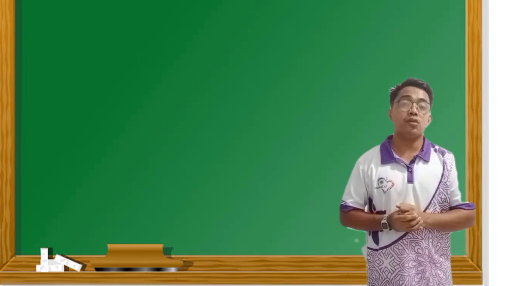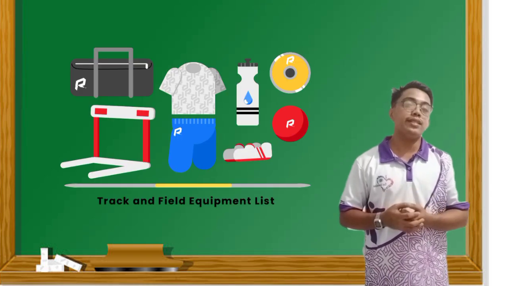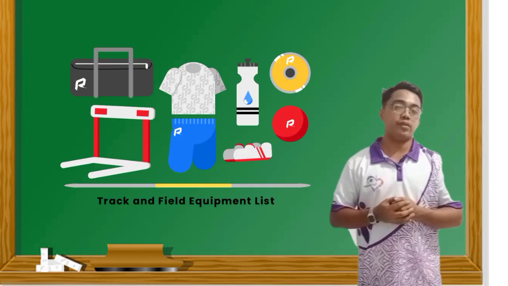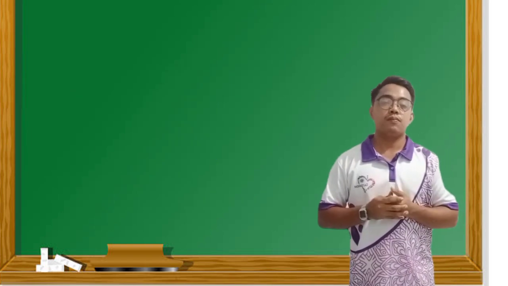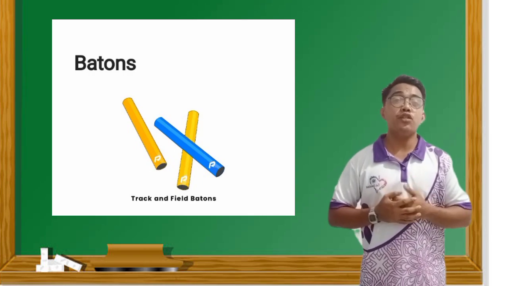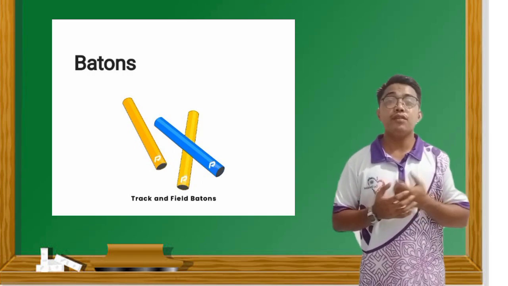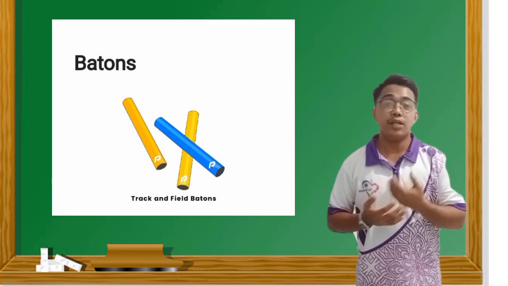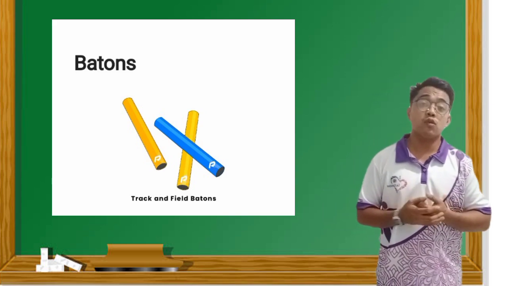Furthermore, let's talk about the facilities and equipment used in track and field. So, let's start with the baton. Batons are used by track athletes who run in relay events. Batons are usually made of aluminum but can also be plastic.